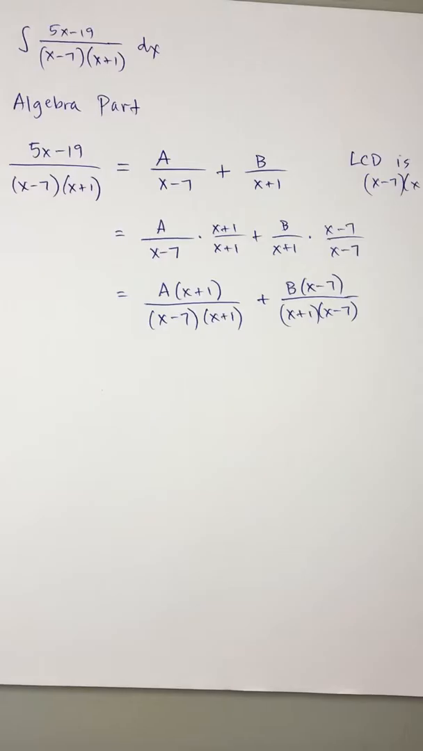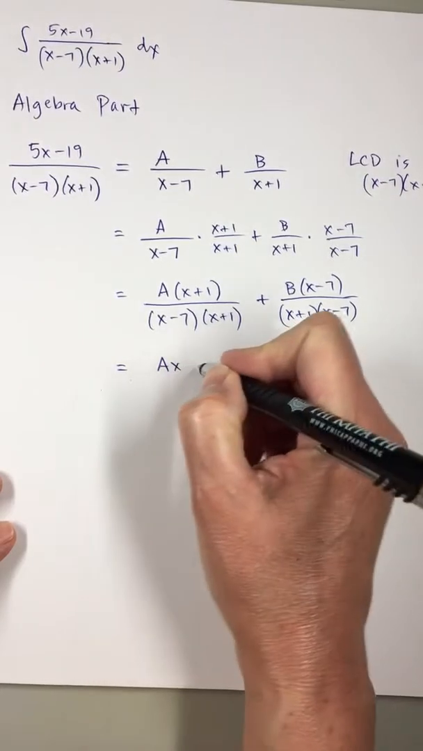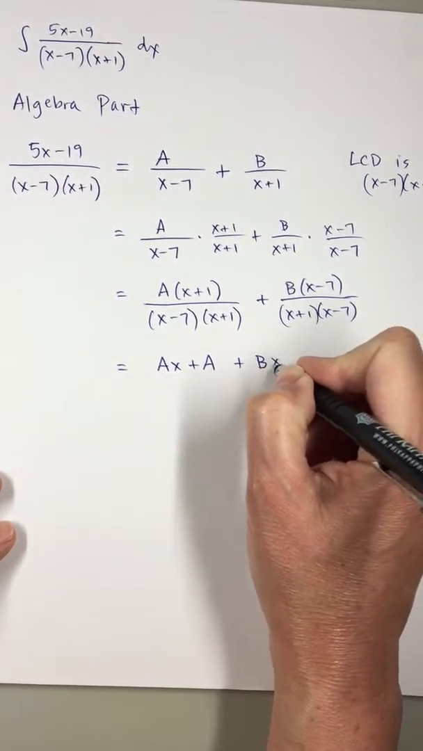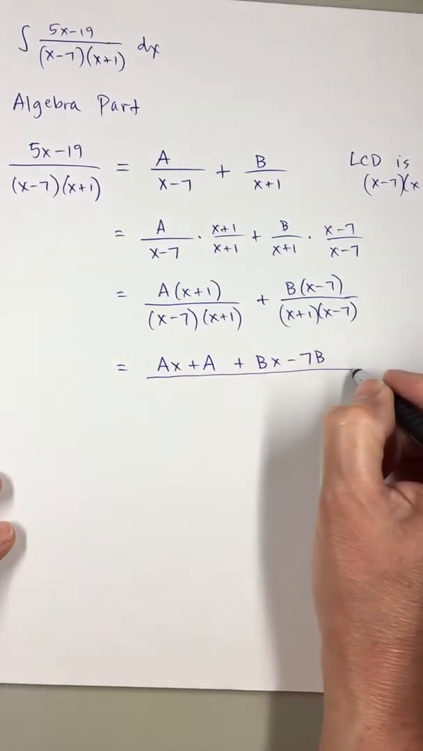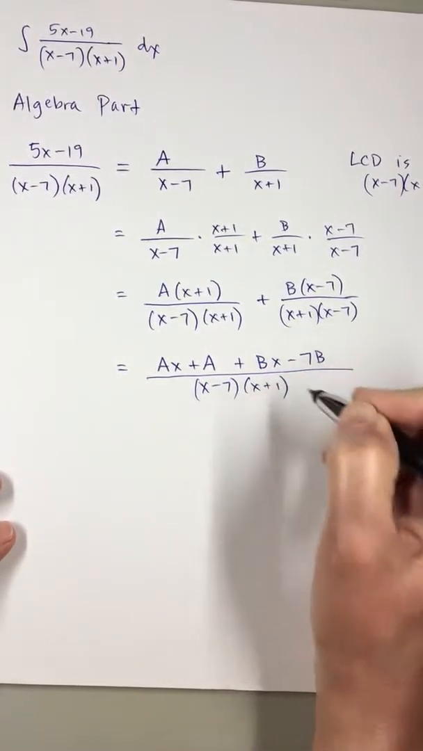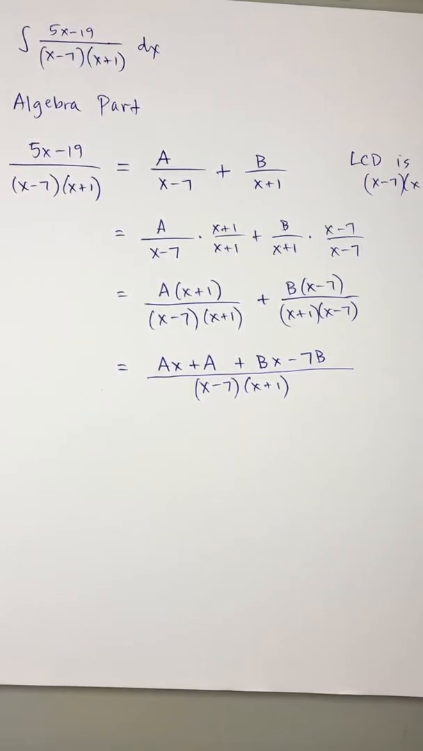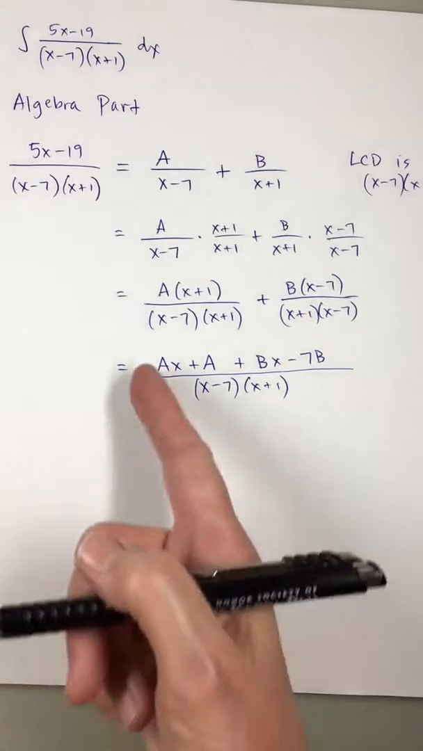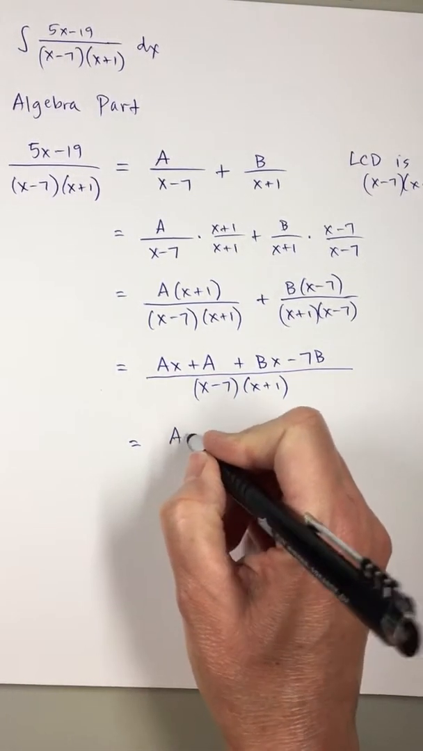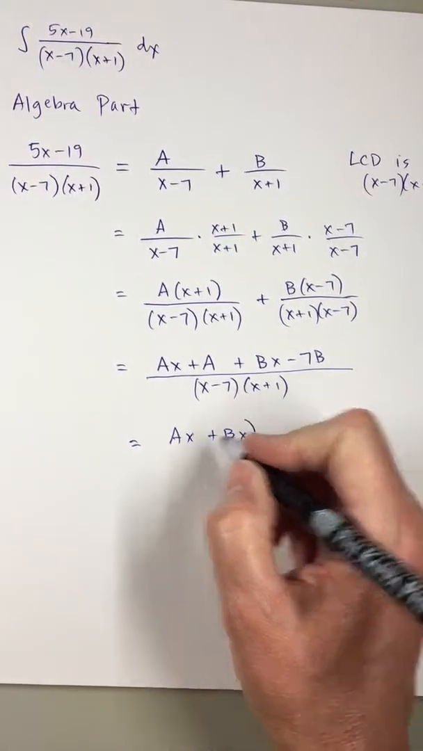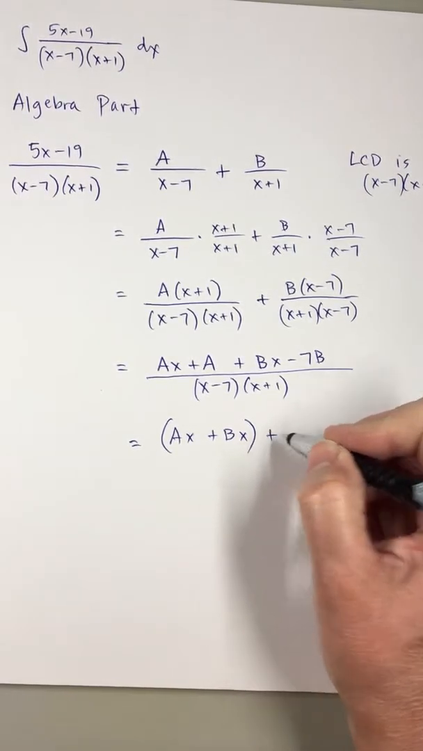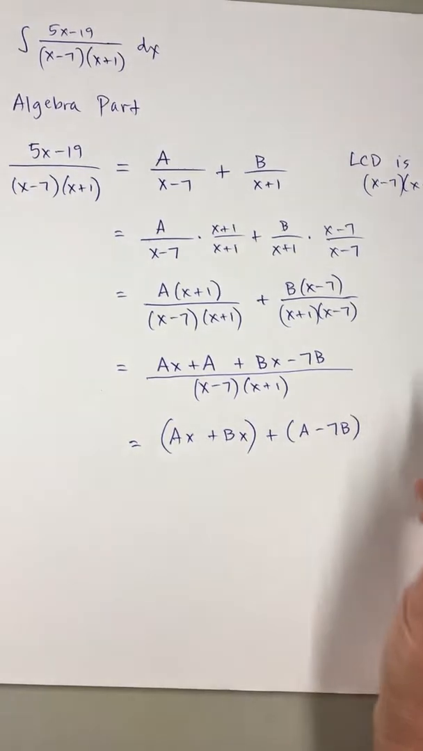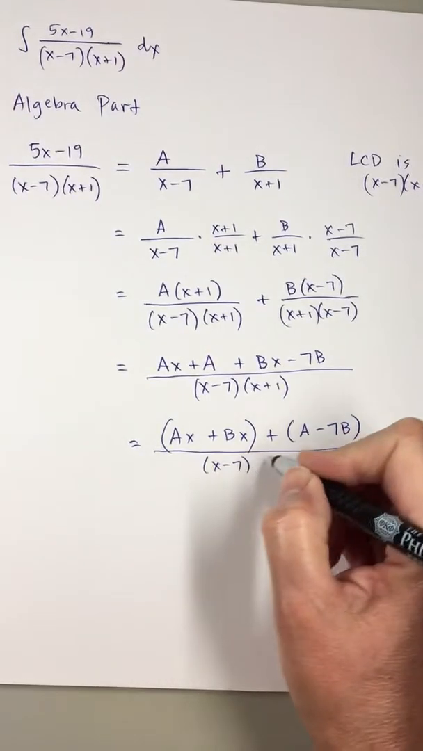Now you multiply the numerators. Do not multiply the denominators. When you're first working with this, you might be tempted to do that, but do not multiply denominators. I will get ax plus a plus bx minus 7b over x minus 7 times x plus 1. Now my job is to find out what a equals and what b equals. In the numerator, I'm going to combine like terms. That'll be ax plus bx, they're the like terms, and then plus, in parentheses, a minus 7b, over x minus 7 times x plus 1.